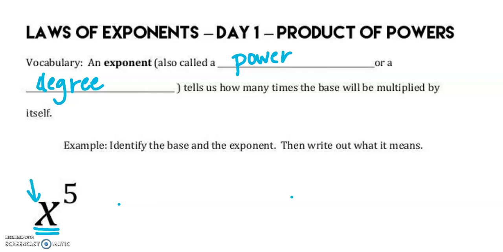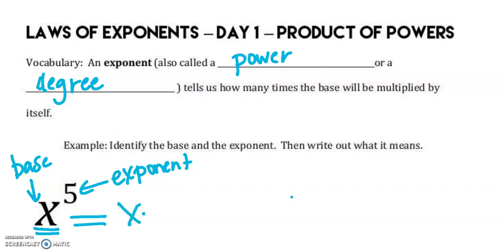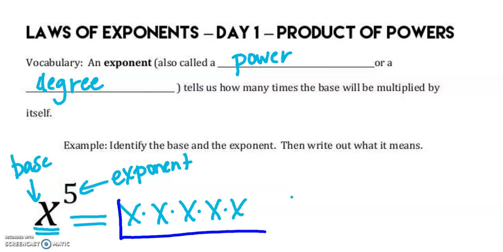So we've identified this is the base. This is the exponent. And what this means is we're multiplying x times itself 5 times. So 1, 2, 3, 4, 5. X to the 5th is the same thing as x times x times x times x times x.